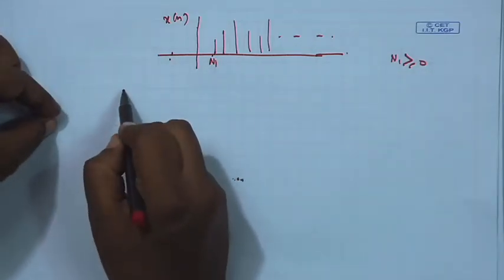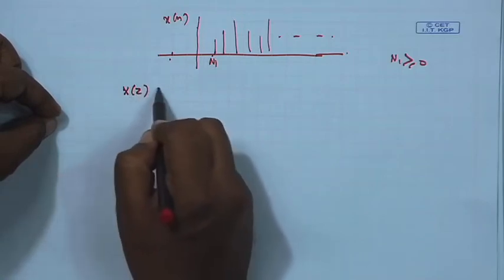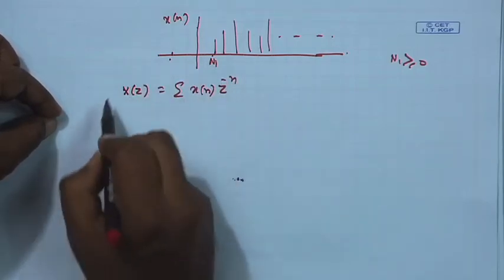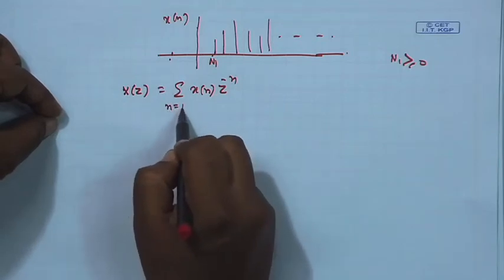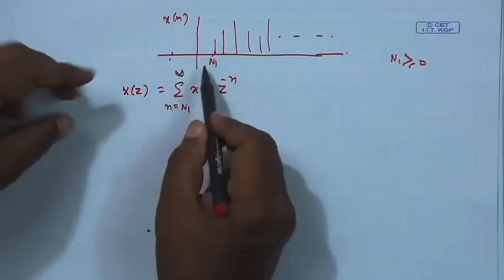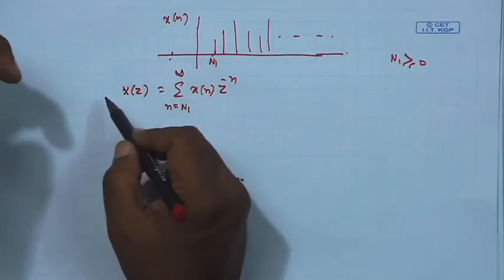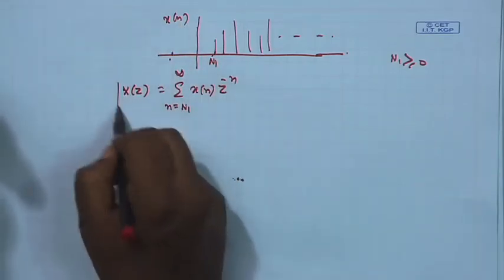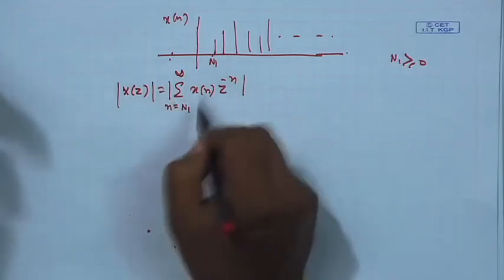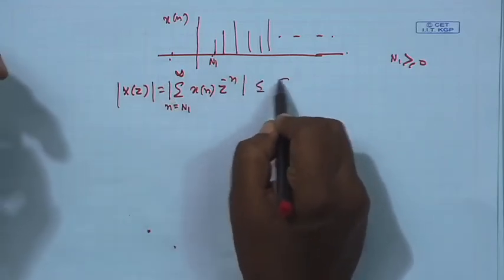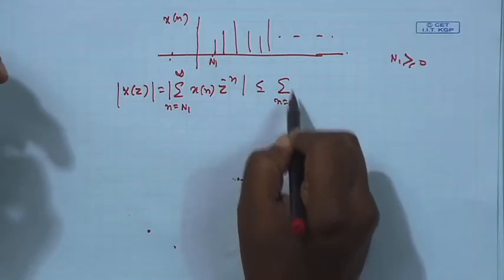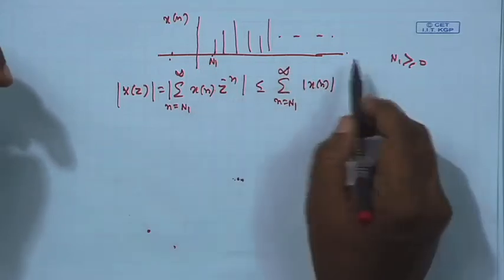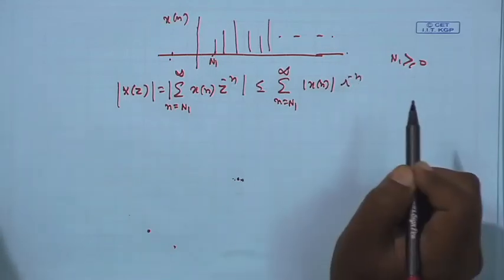So, first is as before X(z). We will take the sum from n 1 to infinity only, because values to the left of n 1, the sample values of x[n], are 0. So, those products are 0, no point in considering them. Then as before we take the mod, and mod of a summation is less than or equal to sum of mods, that contains mod of x[n] and mod of z to the power minus n, which gives rise to r to the power minus n.